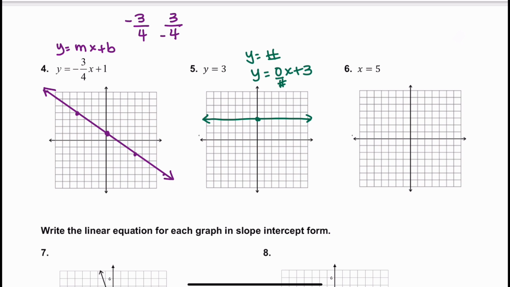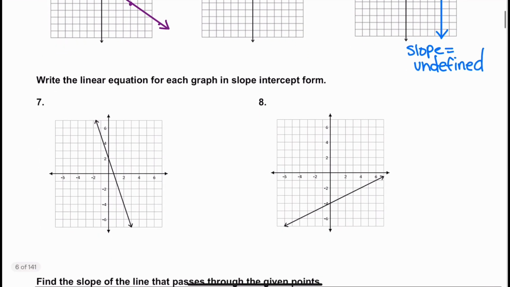Now, x equals 5 is not in the form y equals mx plus b. This is saying the x value is 5, but x is always going to equal 5. So this is going to be a vertical line, straight up and down, and my slope is going to be undefined. So x equals 5, it's a vertical line at 5, and it has an undefined slope.